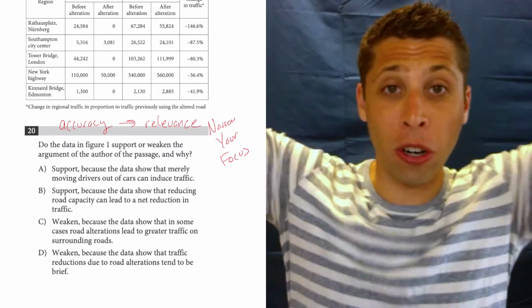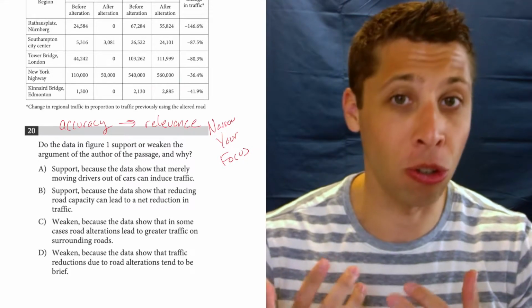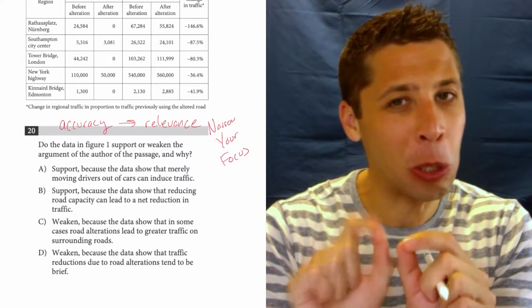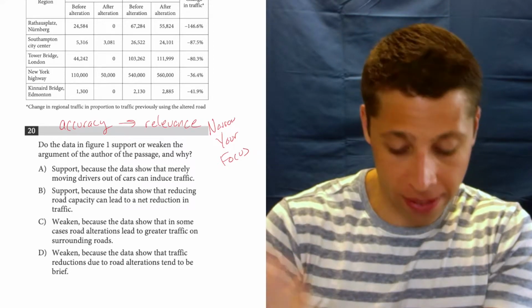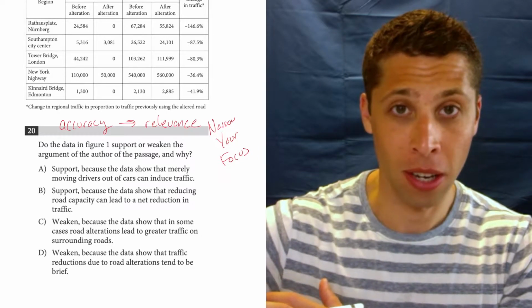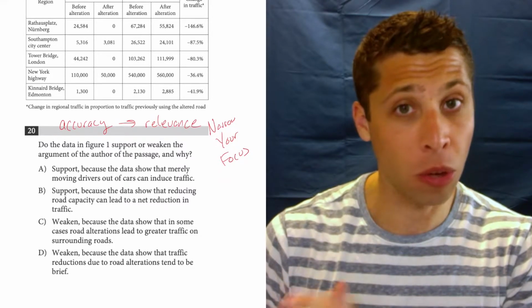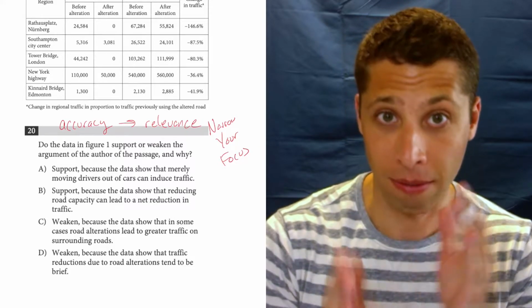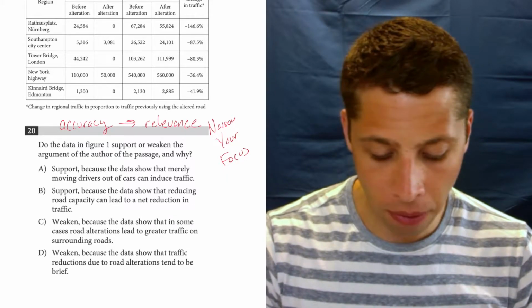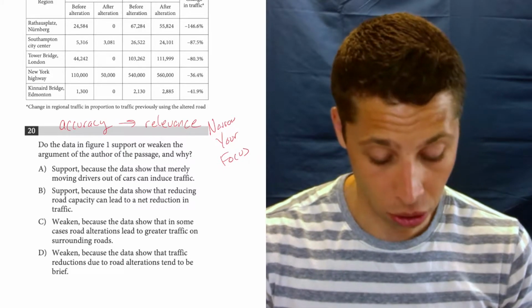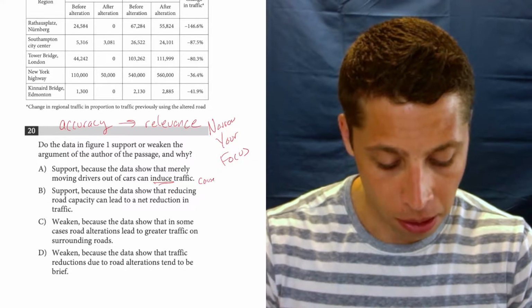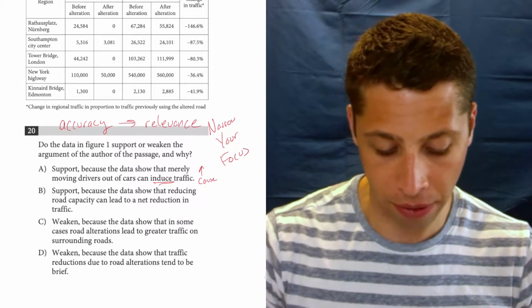We don't want to start by looking at the big picture because the big picture is usually harder to understand. But little details, we can usually find some problems there. So let me give you a great example. Choice A, right? So I'm not going to worry about whether this supports or weakens the passage because I'm not looking there yet. I'm going to focus on whether this matches with the graph, the easier thing to narrow my focus to. Because the data show that merely moving drivers out of cars can induce traffic. Now, induce is a tough vocab word, but it basically means cause.